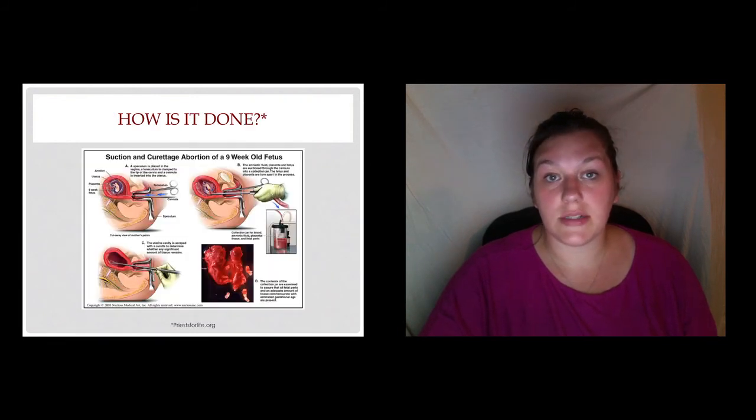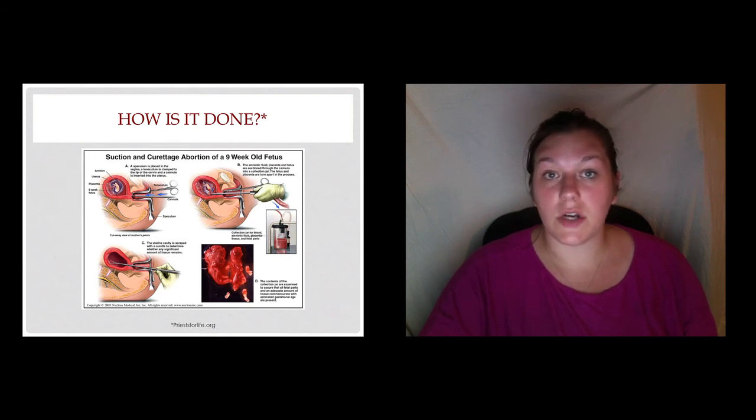Now that you know what an abortion is and the definition behind it, let's go over how an abortion is done. Here I have listed for you an illustration which I've gathered from priestforlife.org. This is of a suction curettage abortion of a 9-week-old fetus. I'm going to briefly go over these few steps with you just to give you some background information and simple steps on how an abortion is completed.